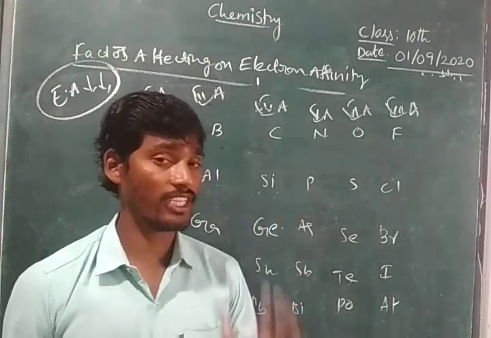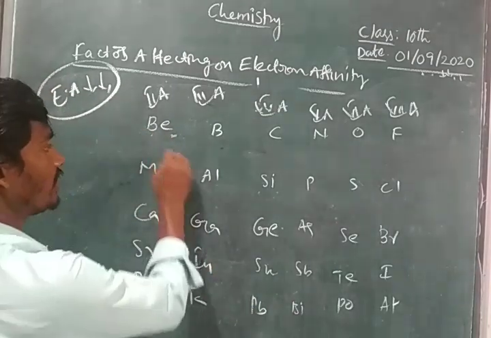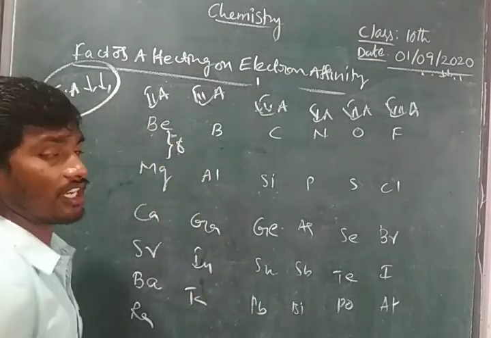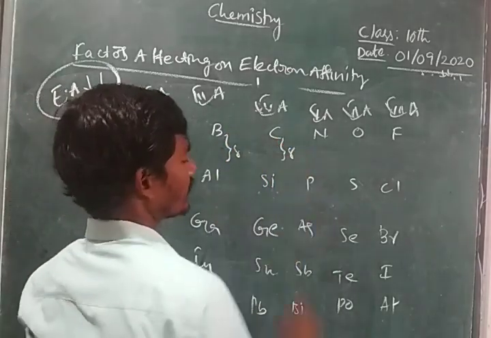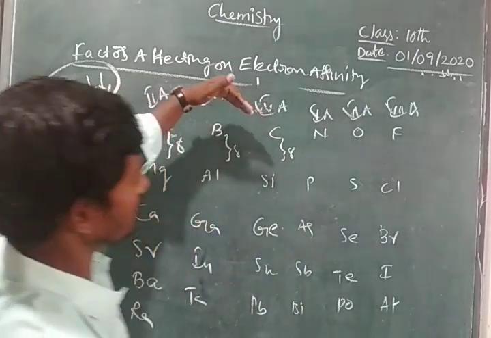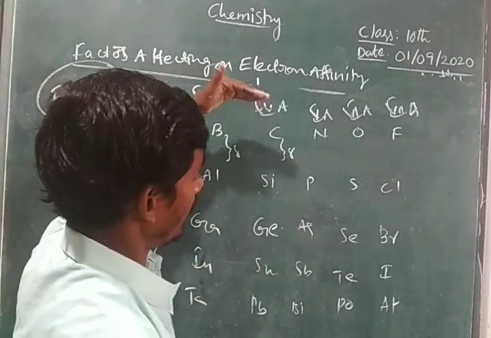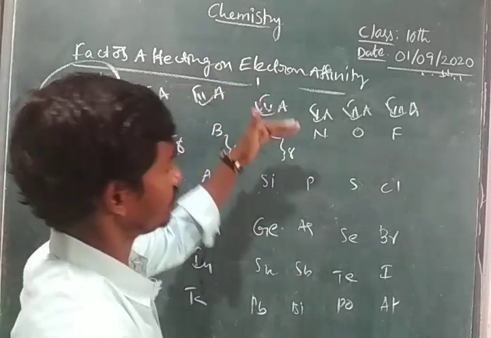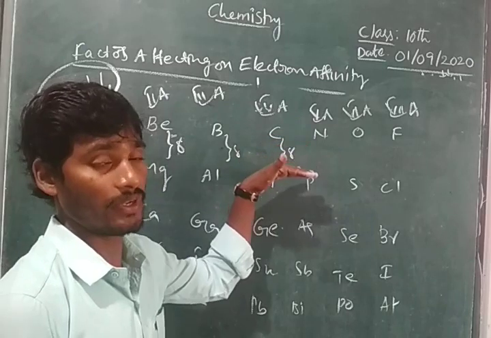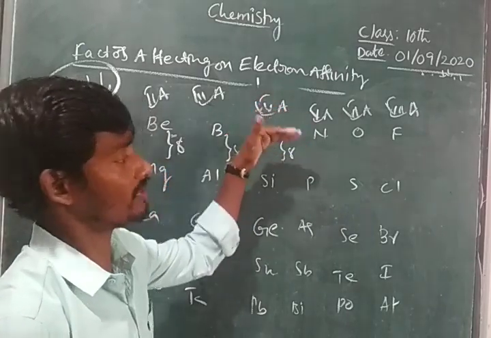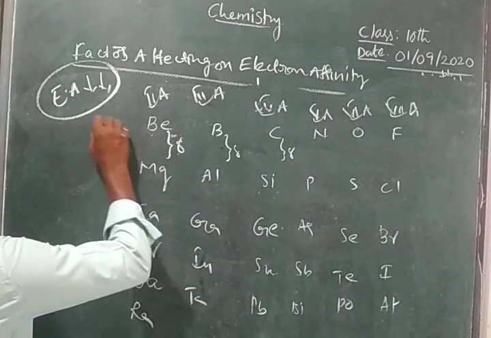But you should observe clearly, children. From beryllium to magnesium, how many electrons are added at a time? 8 electrons. Here also 8 electrons, and here also 8 electrons. That means generally from top to bottom in groups, atomic size increases, because at a time 8 electrons enter the next shell.